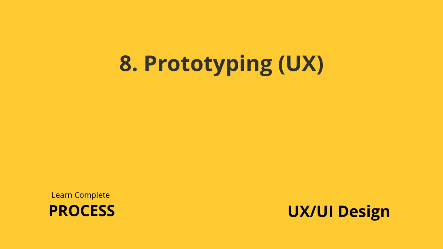The goal of prototyping is to test interaction before visual polish. It has two types. The first one is clickable prototypes and the second one is flow-based prototypes. And the tools we have to use at this stage are Figma, Adobe XD, Framer. The deliverables are interactive prototype.